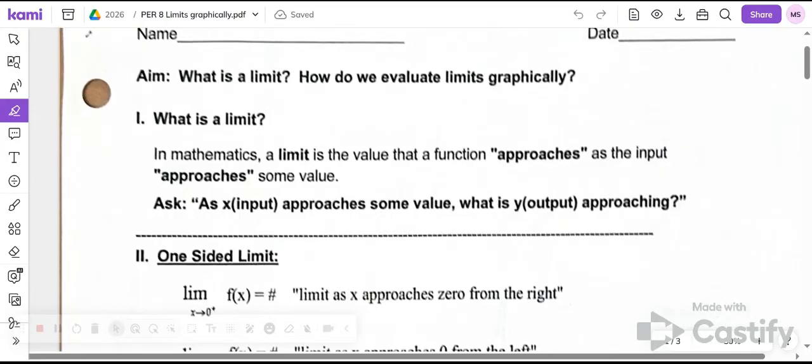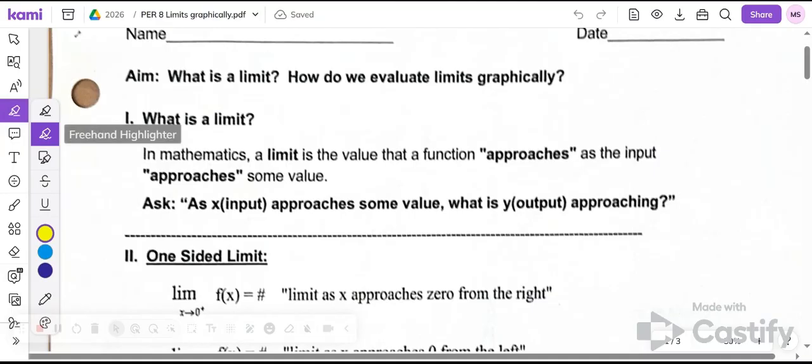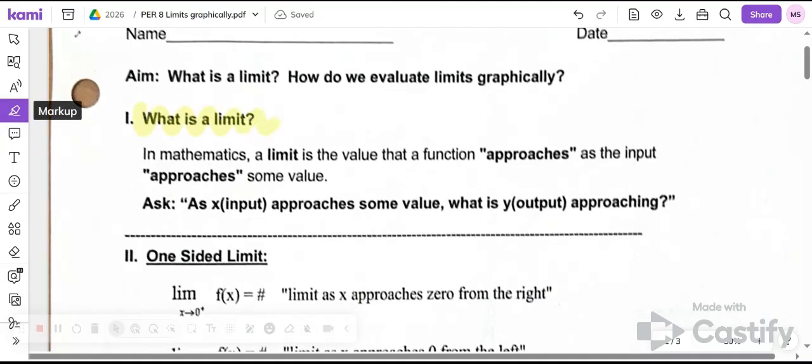All right, what is a limit? Oh, I always do that. You guys are funny. All right, shh, Manny, focus. Here we go.